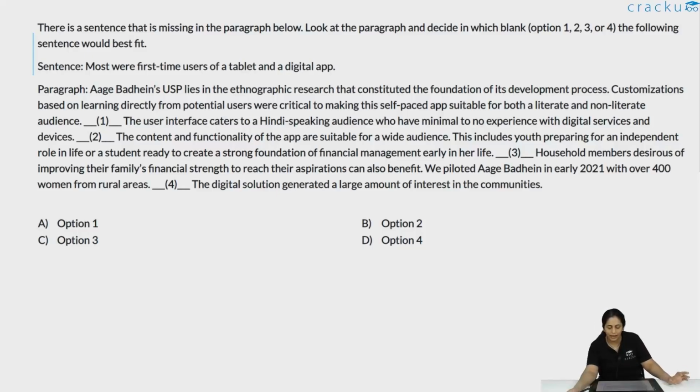We piloted Aage Badhe in early 2021 with over 400 women from rural areas. The digital solution generated a large amount of interest in the communities.